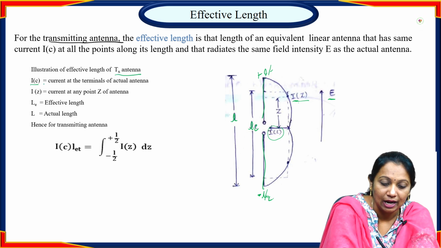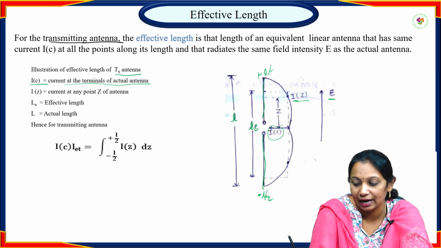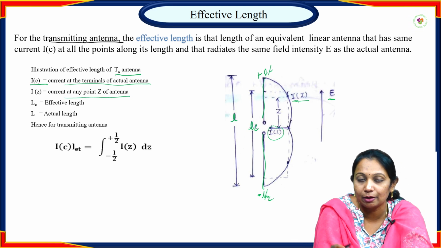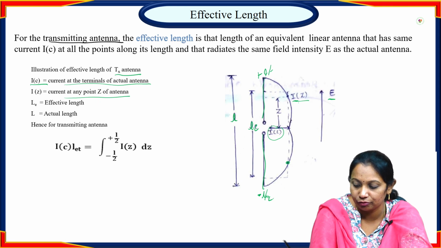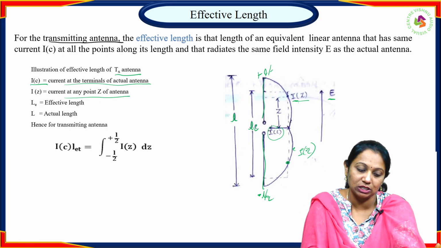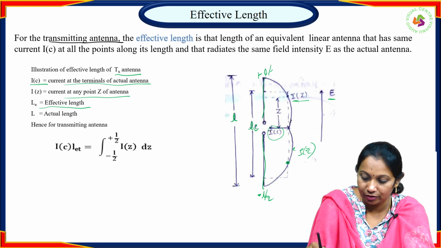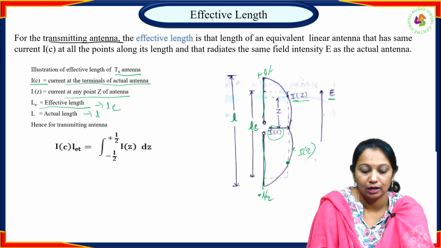For this one, I of C is the current at the terminals of the actual antenna, and I of Z is the current at any point Z of the antenna. Wherever you want to calculate, it can be calculated, because here I am considering the propagation towards the Z direction. Now LE will be the effective length and L will be the actual length.